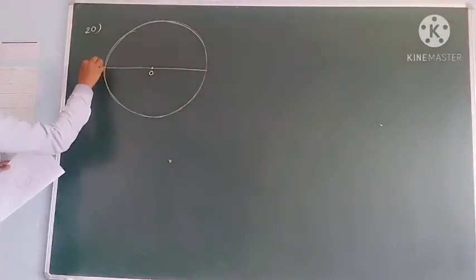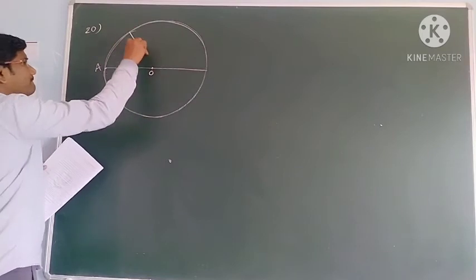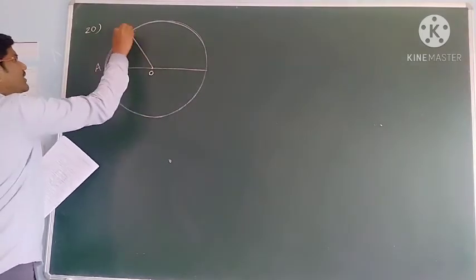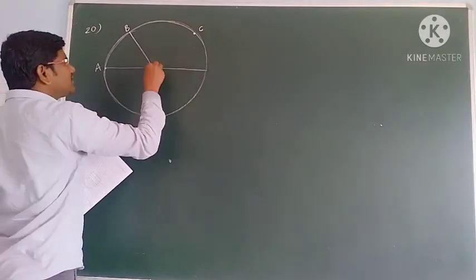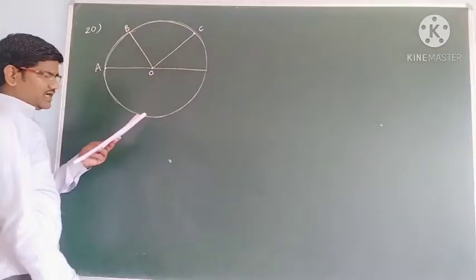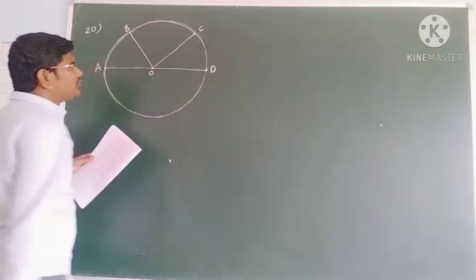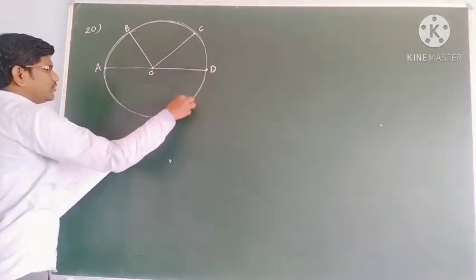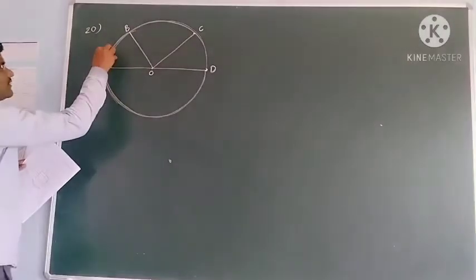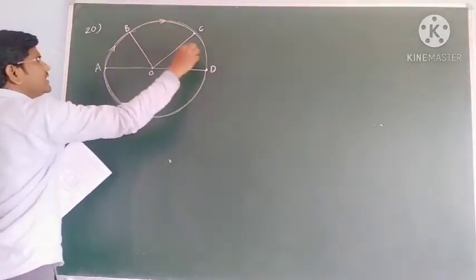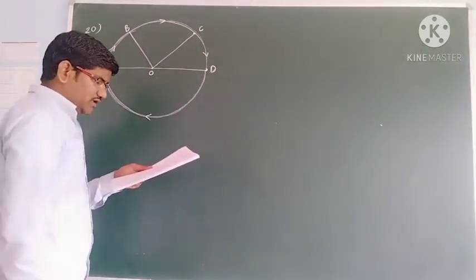It started at point A, and O is the center of the circle. From A it reached B, from B it reached C, from C it reached D, and from D to A. So like this the car has gone from A to B, B to C, C to D, D to A.